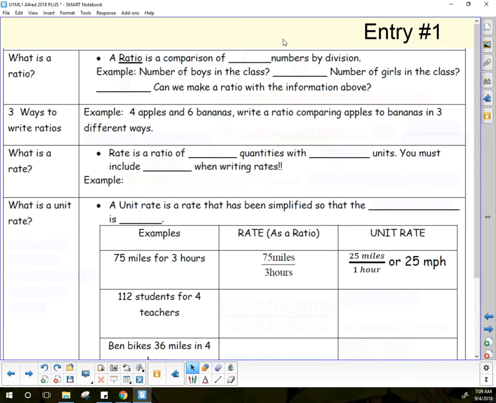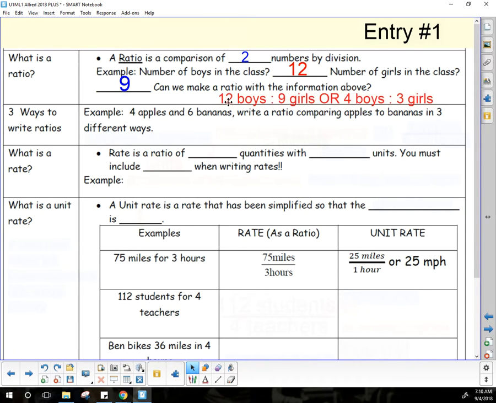That's right. A ratio is a comparison of two numbers by division. For example, if there were 12 boys in the class and 9 girls in the class, we could make a ratio with that information by saying there's 12 boys to 9 girls. We could simplify that ratio by dividing both numbers by 3. 3 goes into 12 4 times. 3 goes into 9 3 times. So there's a ratio of 4 boys to 3 girls, simplified.